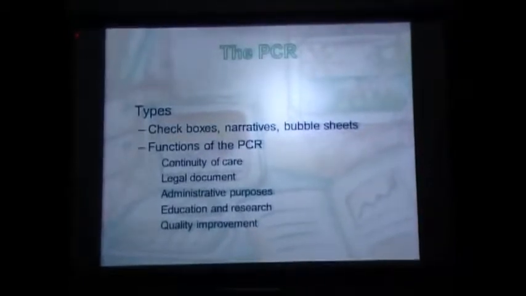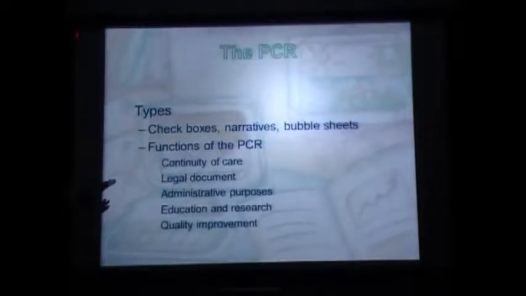Well, hopefully we can answer that ourselves, but continuity of care is probably one of the biggest ones as we transfer patients from one care provider to another, one level of care to another. Clearly it's a legal document, which I think is probably one of the biggest drivers for why we put stuff on paper or in a computer, so we can reference it back down the road 3-5 years from now. Clearly administrative purposes, which would include billing, which is a key component to all of our electronic PCRs these days.